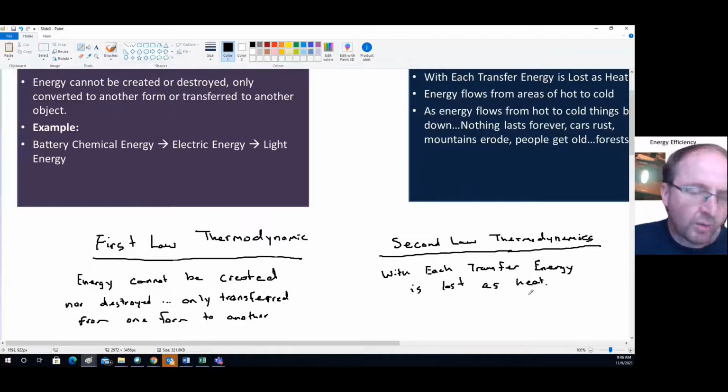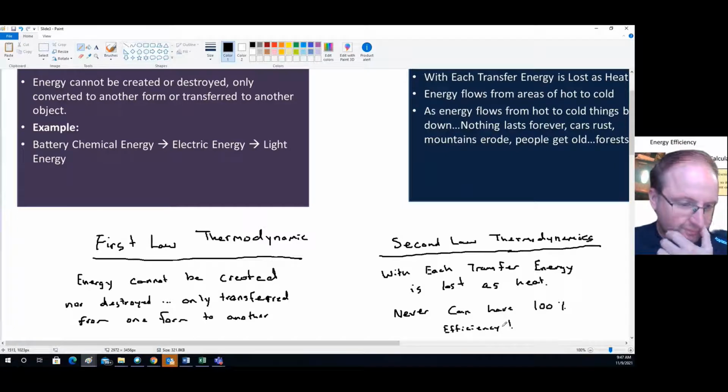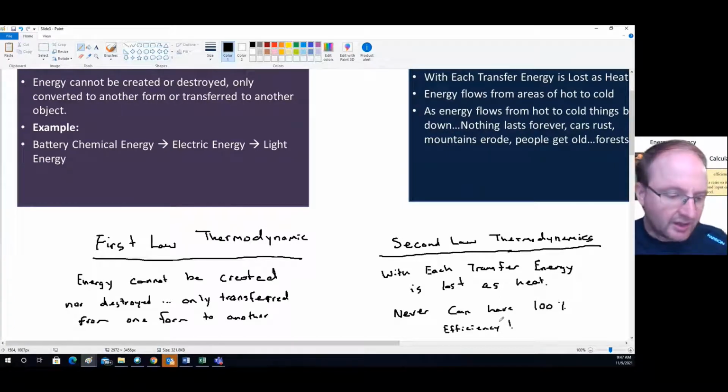So energy is always being transferred from one form to the other, but every time that happens, it's always lost as heat. There's always a little bit, or sometimes a lot, lost as heat. It can never be 100% efficient. You can never have 100% efficiency. That's just not possible.